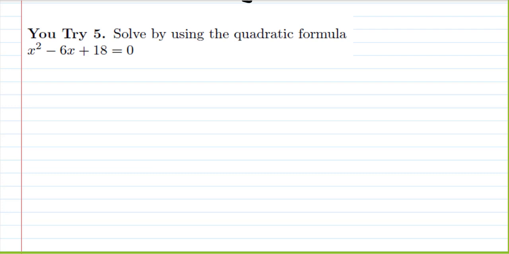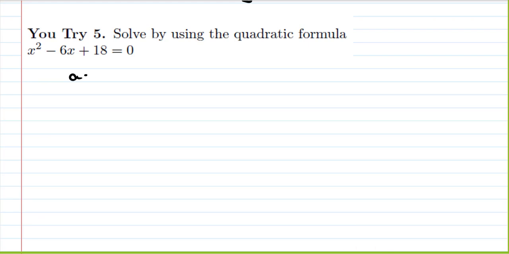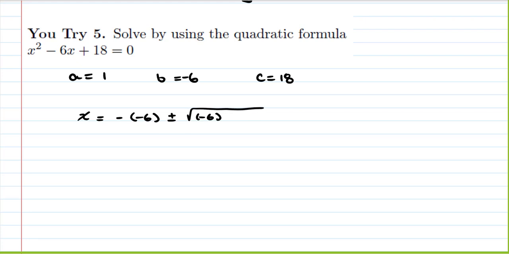All right, so let's go ahead and resolve this. So it's already in standard form, and we can identify our A, our B, and our C. So our A is 1, our B is -6, and our C is 18. So then that would give us x equals -(-6) plus or minus the square root of -6 squared minus 4 times 1 times 18, all divided by 2 times 1.